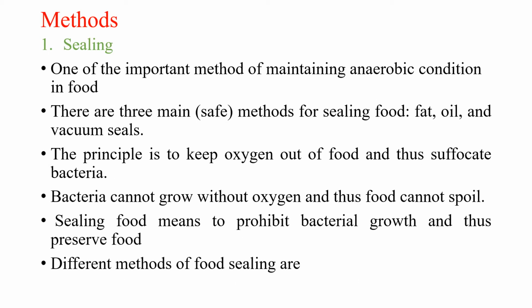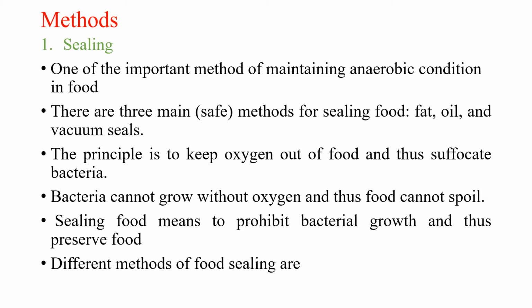Next, coming to the common methods in order to maintain an anaerobic condition in the food. The first one is sealing, and it is one of the most important methods of maintaining anaerobic condition in food. There are three main methods of sealing food, that is the fat sealing method, oil sealing and also the vacuum seals.